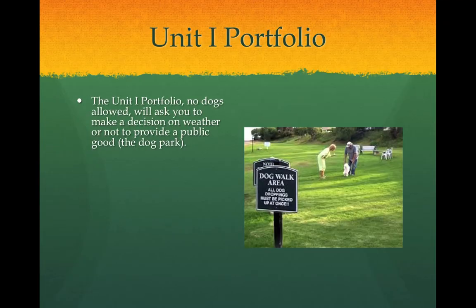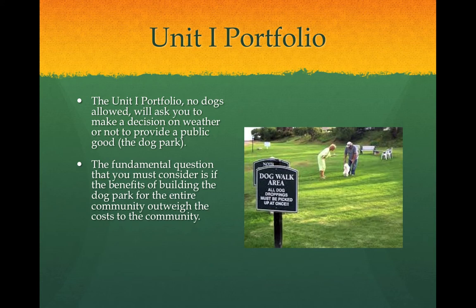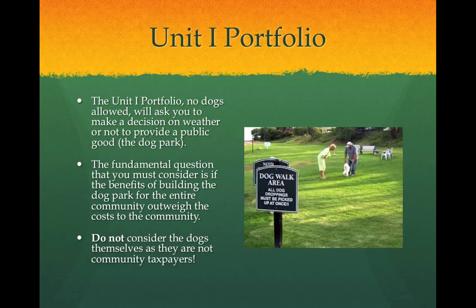The Unit 1 portfolio, entitled No Dogs Allowed, will ask you to make a decision on whether or not to provide a public good, which in this case is the dog park. The fundamental question that you must consider is if the benefits of building the dog park for the entire community outweigh the costs to the entire community. And for the purpose of this exercise, do not consider the dogs themselves, as they are not community taxpayers.